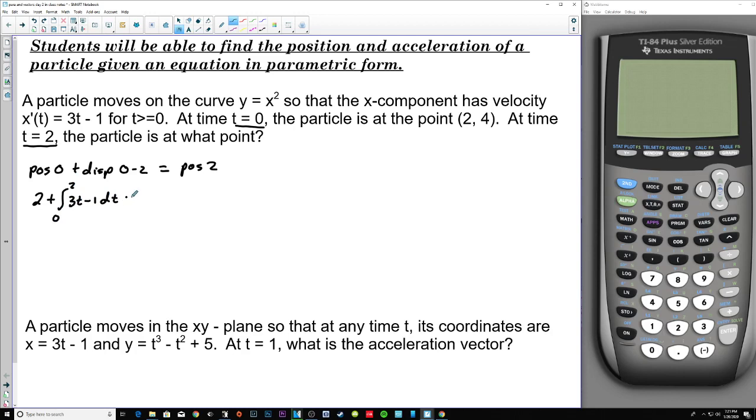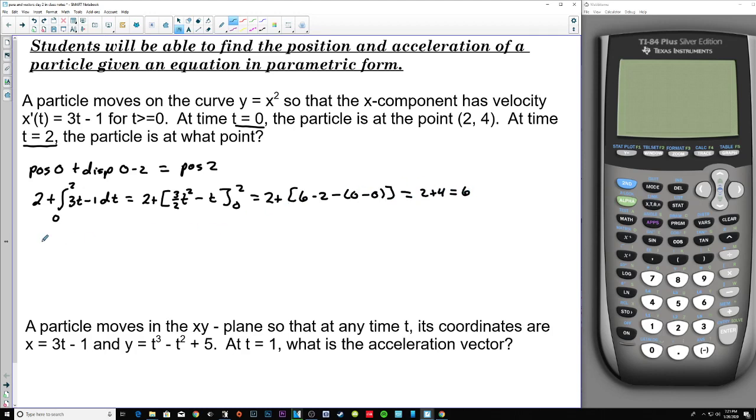So dt, well, that's equal to 2 plus, and we need to integrate 3t, that's t squared times 3 halves, minus t from 0 to 2. That's 2 plus. Let's plug 2 in. That's going to be 4. 4 divided by 2 is 2, times 3 is 6, minus 2, and then minus 0, minus 0. So that's going to be 2 plus 4, and that's equal to 6.